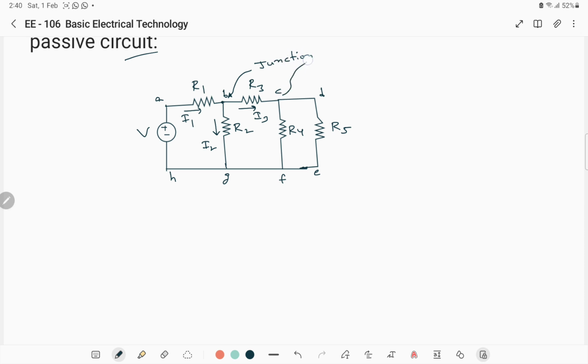Similarly, C is also a junction, point C. D is not a junction because current is not dividing here. Okay. Similarly, F is a junction, G is a junction. Okay.